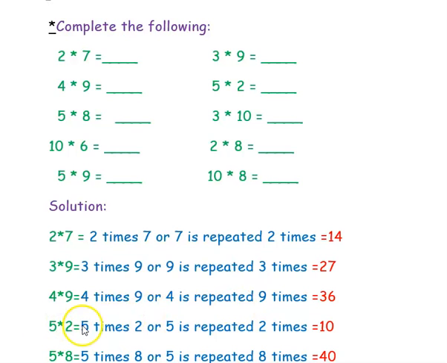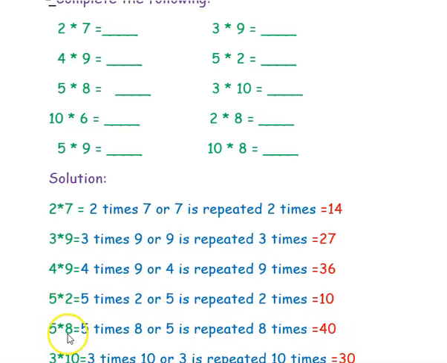Next is 5 into 2. You can say it as 5 times 2, or 5 repeated 2 times, or 2 repeated 5 times. Either way it's correct. So 5 into 2 is 10. Next, 8 into 5 or 5 into 8. So 5 times 8, or 5 repeated 8 times. So 5 into 8 is 40. You have to add 5 eight times, so you will get 40.